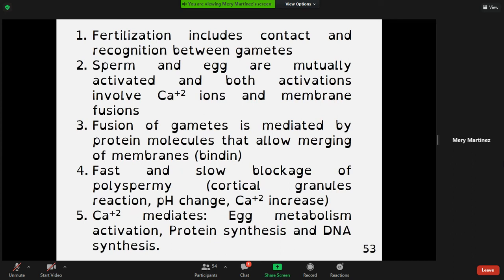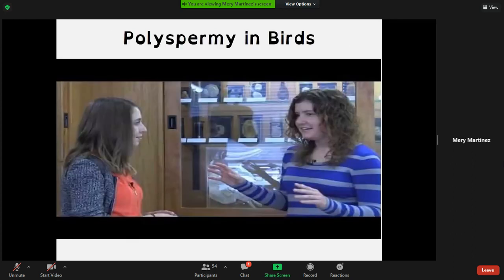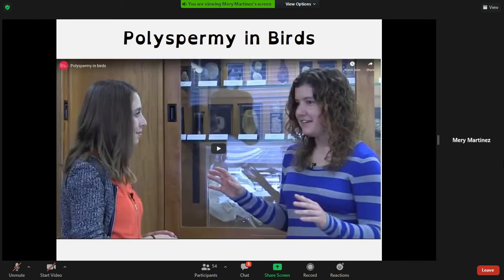Now, because we learn every day, and I say that most species have these two mechanisms to avoid polyspermy, we're going to see what happens in birds, because as I always say in my vertebrate physiology class, and also in this course, the world is full of exceptions, and exceptions are so cool and interesting.